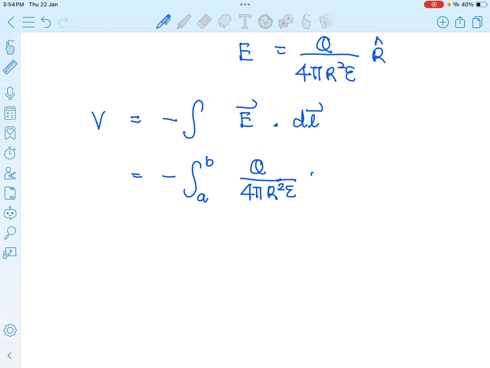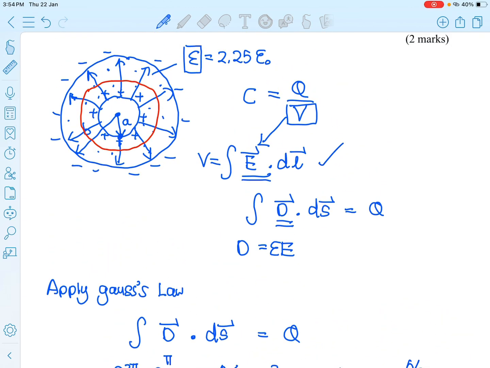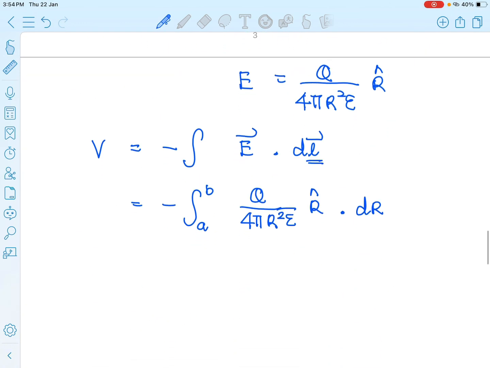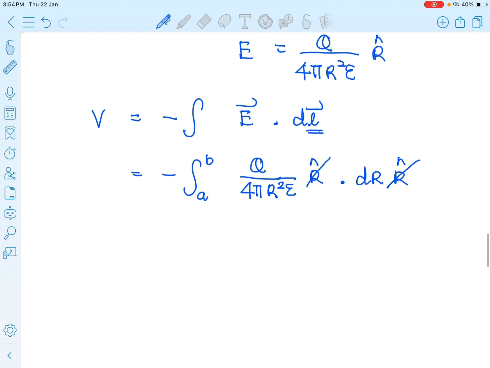Okay, just put it in, and then you have the direction. And for the dl, it is replaced by the dr, because the L stands for the length, the distance in between A and also B. So it is in R directions. So we do the integrations. I will take out this 4 pi epsilon, so I will focus just on this 1 over R square dr.